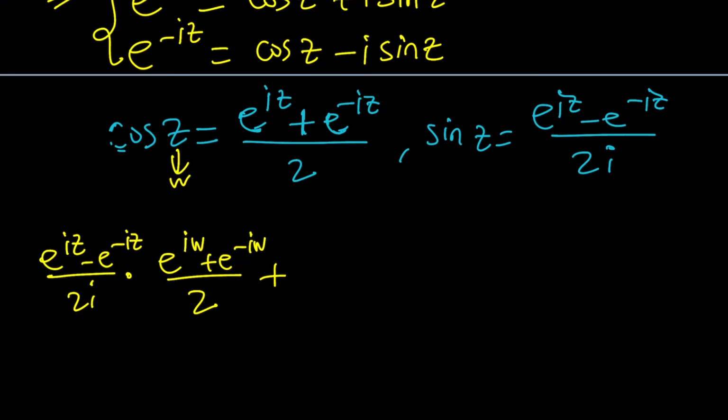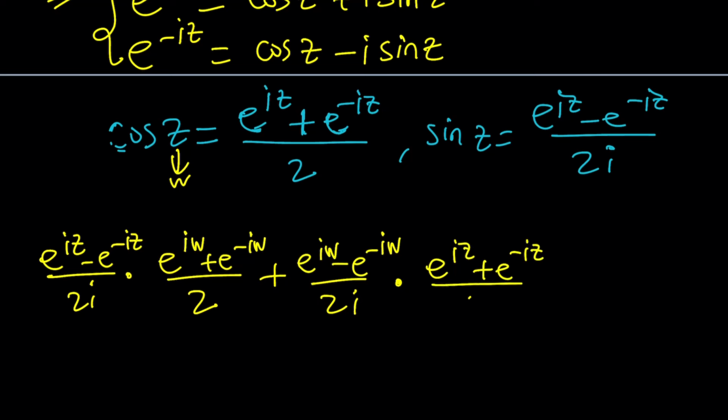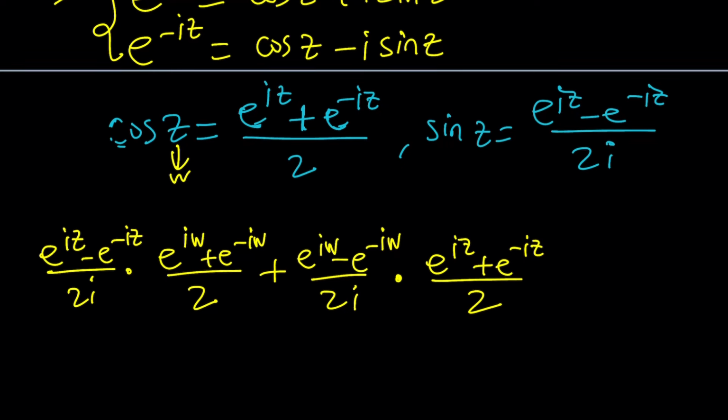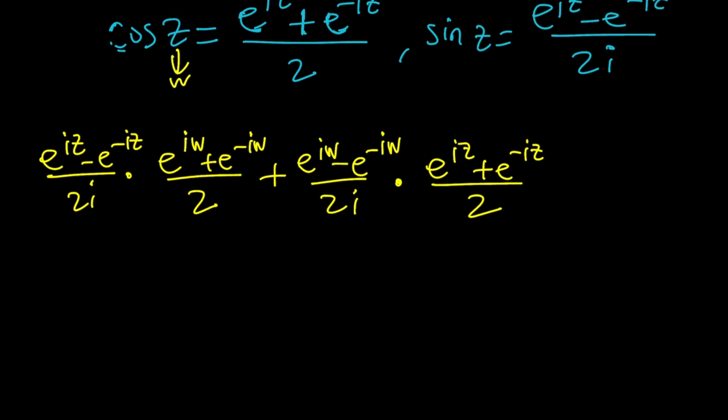And then now we have the sine w, which is e to the iw minus e to the negative iw divided by 2i, multiplied by cosine of z, which is e to the iz plus e to the negative iz divided by 2. We have a common denominator that comes from here. So let's go ahead and simplify the numerator by distributing, right?